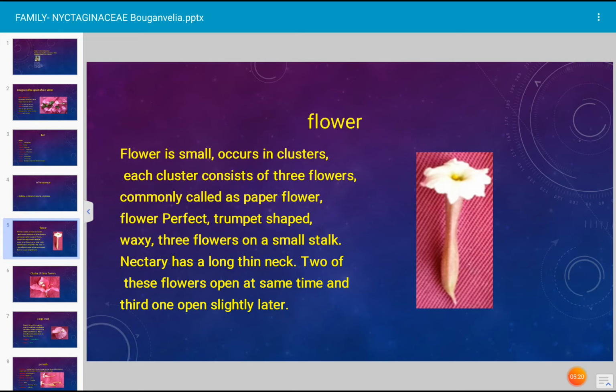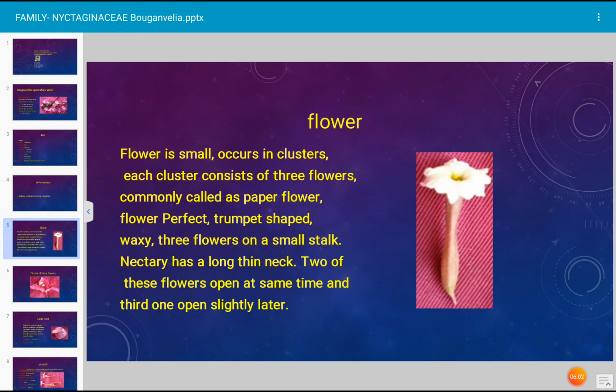Next, this is the main flower of the Bougainvillea. The flower is small, and occurs in a cluster of three flowers together in an inflorescence. Each cluster consists of 3 flowers, and the common name, as I told you, is paper flower. Flowers are perfect and the shape of the flower is trumpet shaped. It is a tubular corolla and waxy. 3 flowers on small stalks are present. Nectary has a long thin neck.